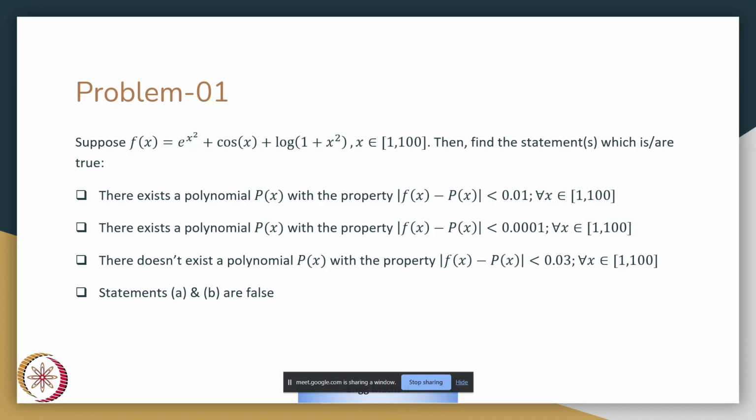The statement is, suppose f of x equals e raised to x square plus cos of x plus logarithm of 1 plus x square, where x belongs to 1 to 100. Then we are asked to find which of the following statements is or are true. Okay, by Weierstrass's approximation theorem, we have this condition. I'll write the statement.